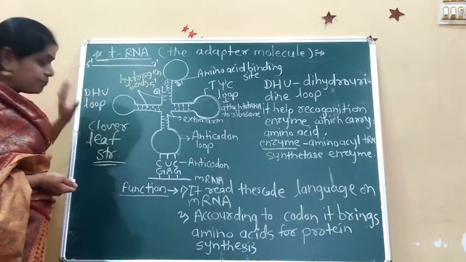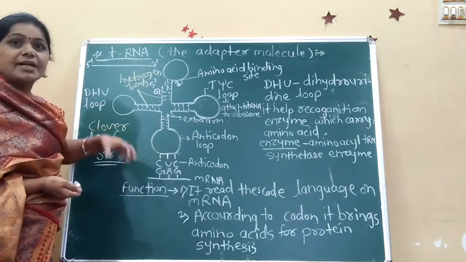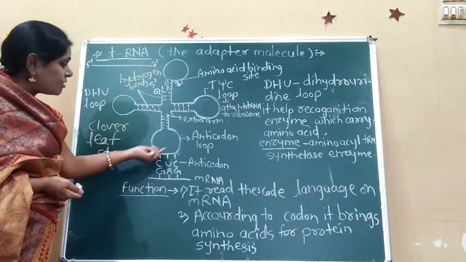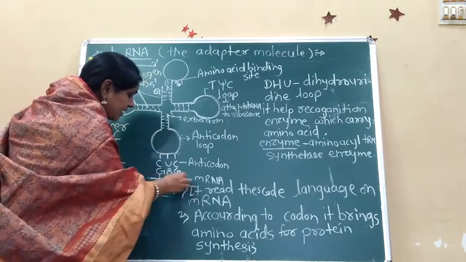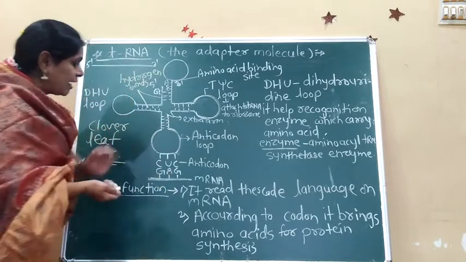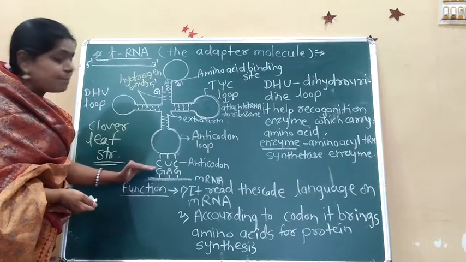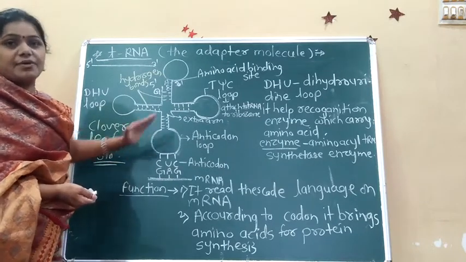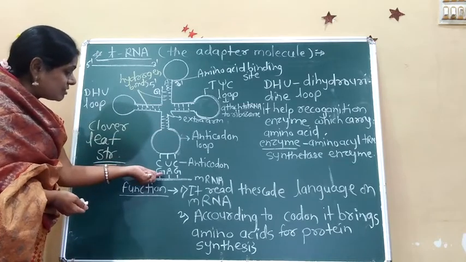Then the second loop is the anticodon loop. Why is it the anticodon loop? Because it reads the mRNA codon. And why is it called the anticodon? Because it has the complementary sequence, the complementary bases.